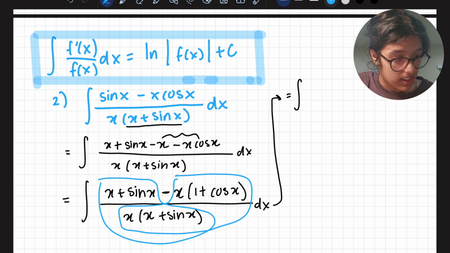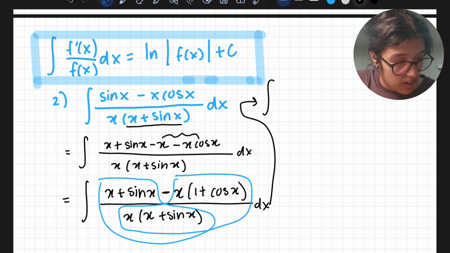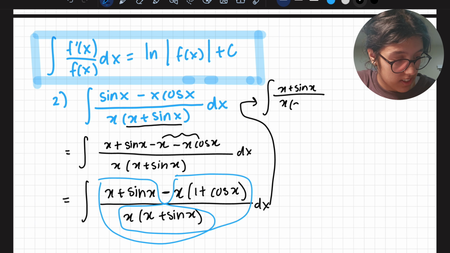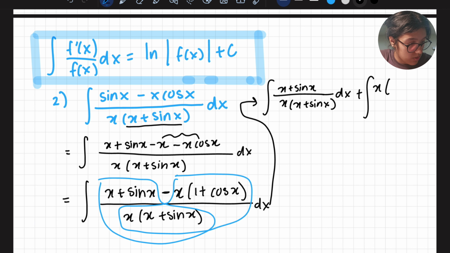I'm going to take this part and this part right over here. So this means that I'm going to have two integrals actually. I'm going to have the integral of x plus sine x over x plus sine x, and I think you could see where I'm going with this, plus the integral of x times 1 plus cos x over x times x plus sine x, dx right over there. That's a bit small, but that's dx over there.